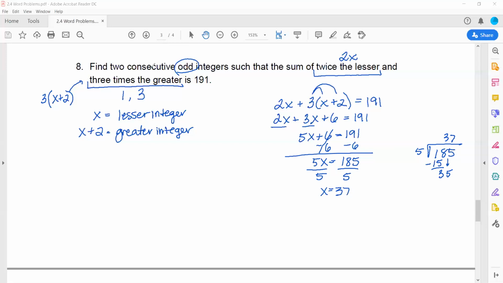And we want to find the 2 consecutive odd integers. So I'll just call these lesser integer. That was x, so that's 37. And then the greater integer, they're consecutive odd integers, so the next one has to be 39. But remember, the other way you can find this is by plugging it into our x plus 2. So it's 37 plus 2.